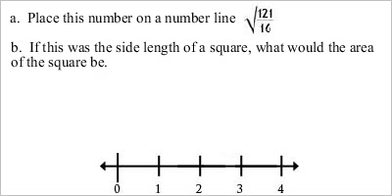In this question, you're asked to place this number on a number line, and it's the square root of 121 over 16, a fraction. Finding the square root of a fraction is the same as finding the square root of first the numerator and then the denominator. So in this case, we've got the square root of 121 over 16.